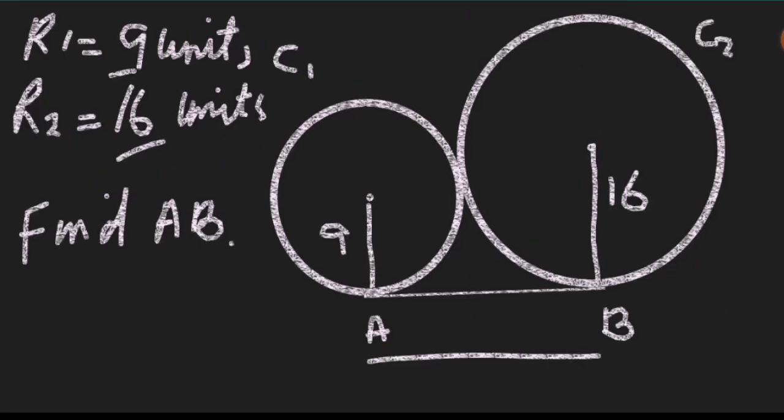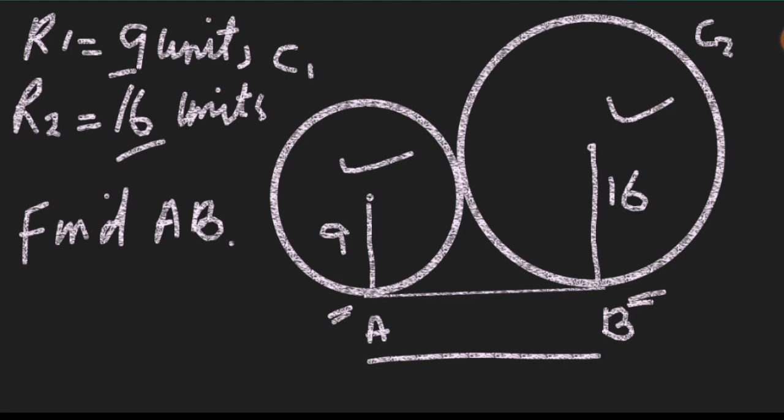Here you can see the tangent is touching the two circles at point A and point B, and we have to find the length of the tangent AB. Only the radii of the circles are given. Circle C1 has radius 9 units and circle C2 has radius 16 units. Now how to find the length of the tangent?